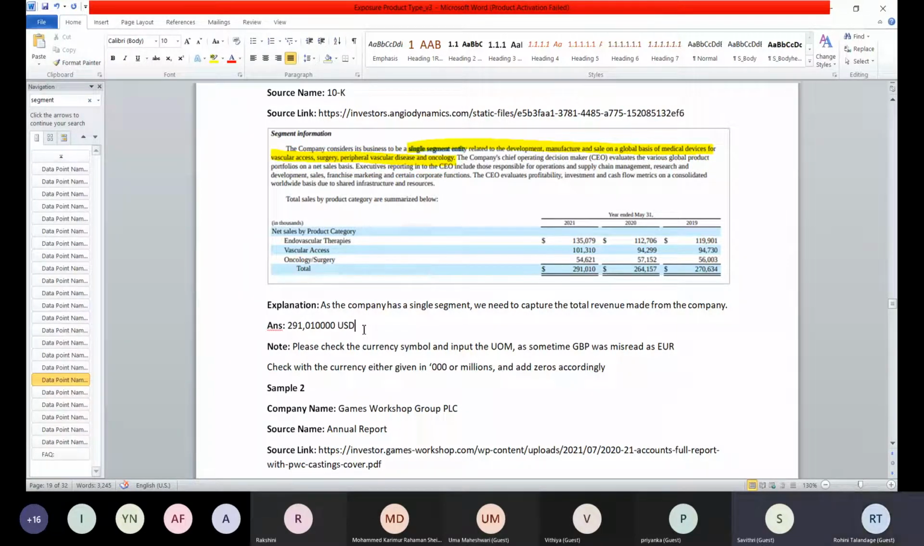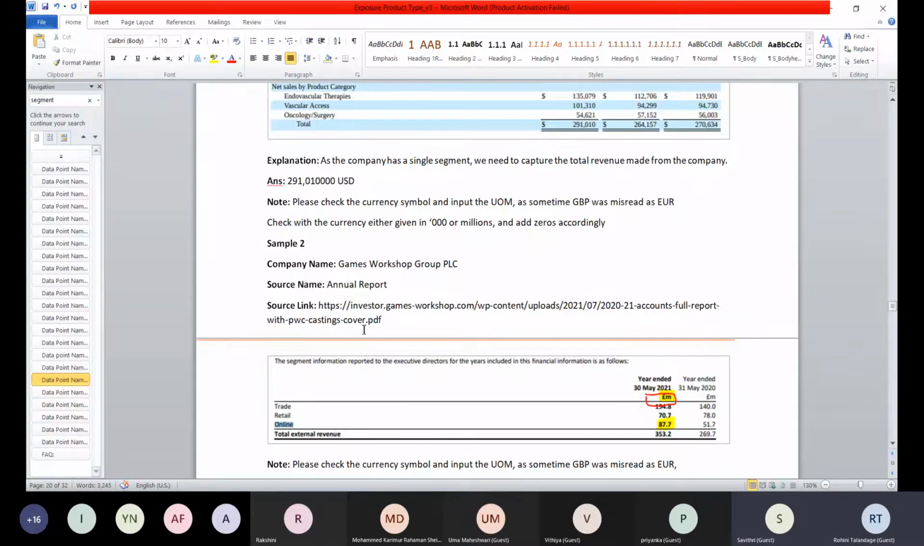Are you getting? Yes, ma'am. And if they are saying it in billions, you have to add nine zeros for that amount. You have to take that amount also, and you have to check whether they are saying it in thousands, millions or billions. According to that, you have to add zeros.